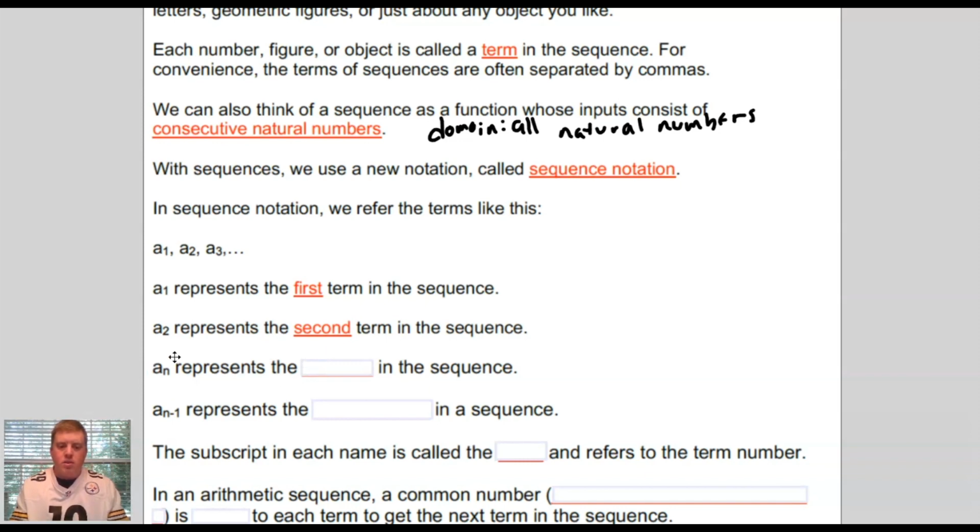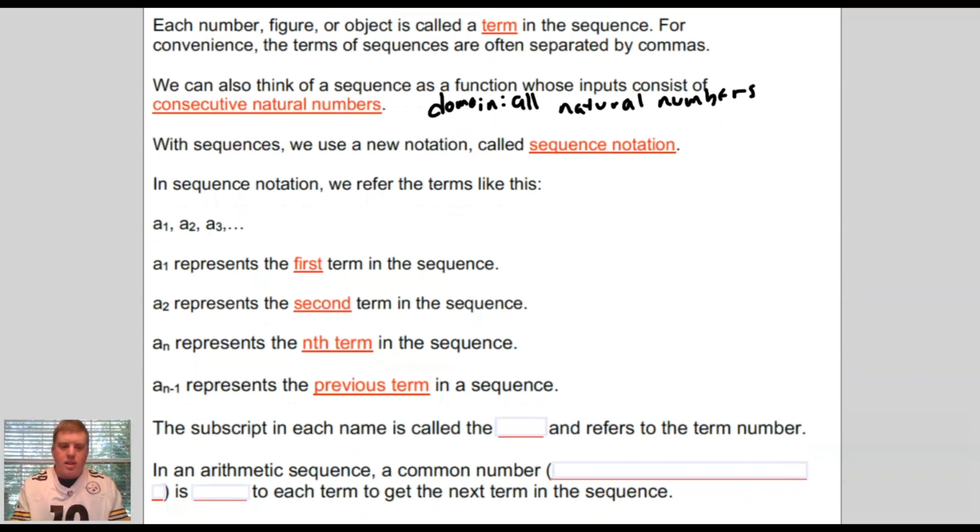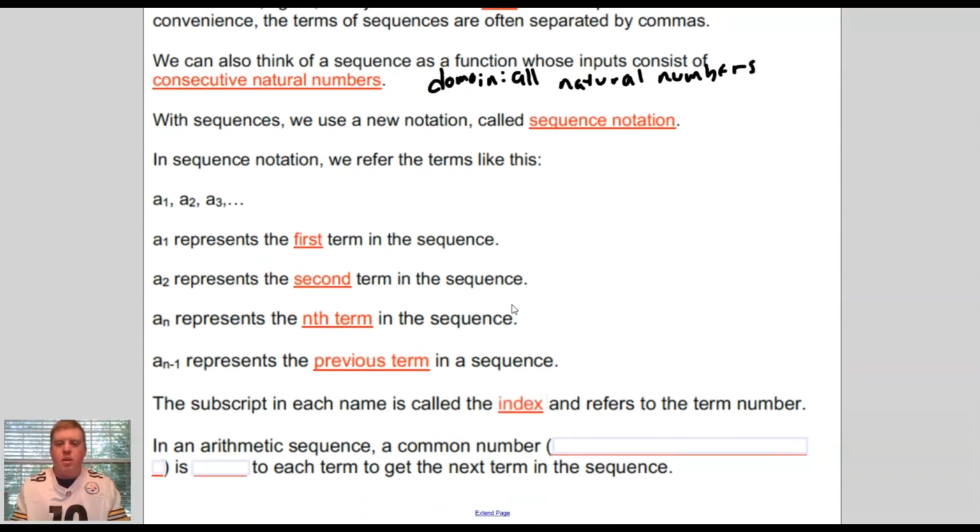If we were going to go a little bit more generic, A sub n is going to represent the nth term in the sequence, which a lot of times you might see called the current term. A sub n minus 1 is going to represent what we call the previous term. The subscript in each name is called the index. By subscript I mean the little number after the A, like A sub 1, A sub 2. That's why we say A sub 1, because sub is short for subscript.